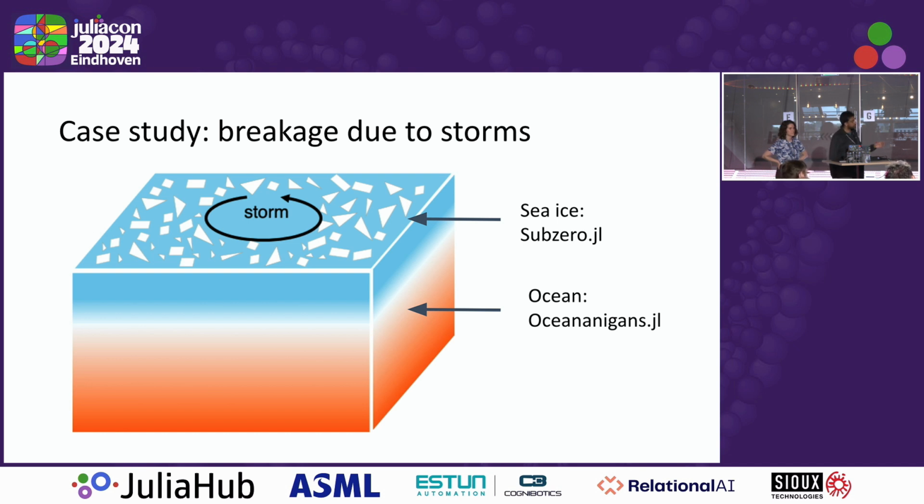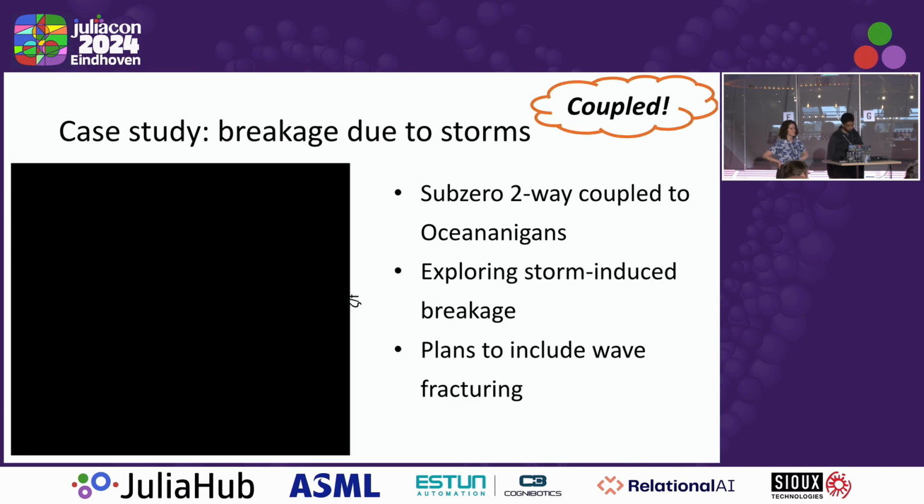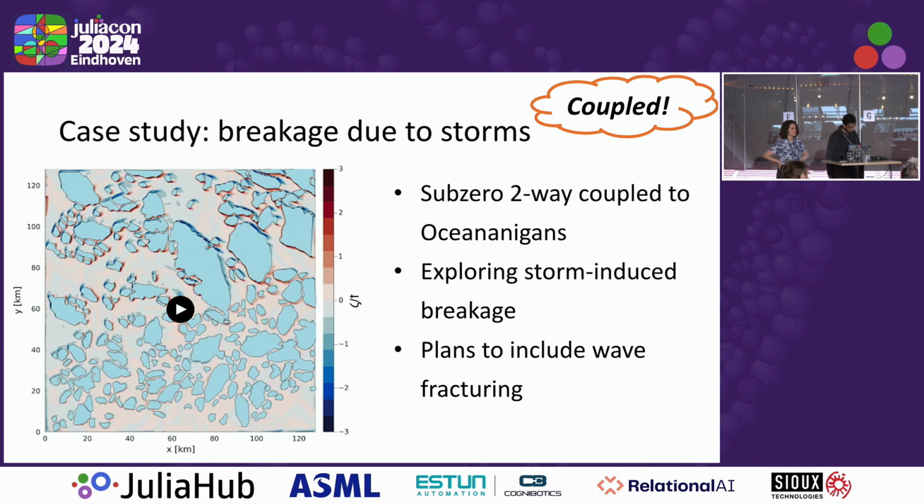In order to understand this coupled problem, we were able to link up our Subzero model with Oceananigans and run some idealized simulations that I'll show here. Basically, we have a little patch of the ocean, only about 130 kilometers or so in each direction. The forcing is cyclonic, so it's a little simulated cyclone in a small patch. And we'll see these floes move around in response to that.